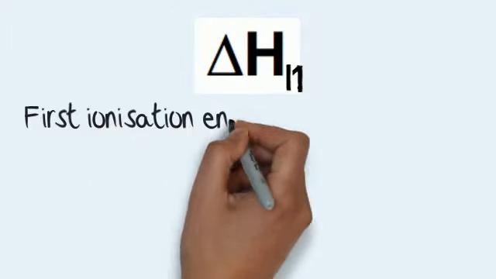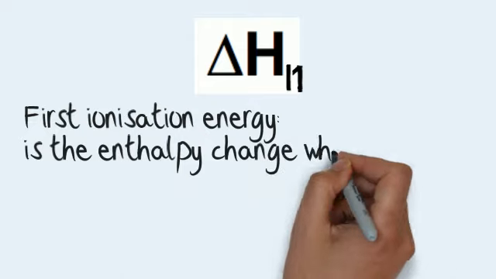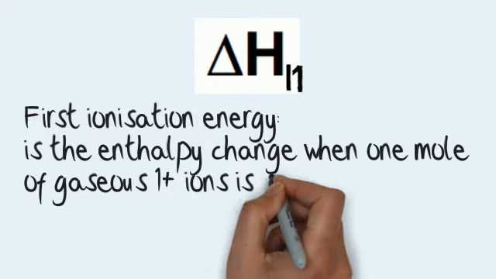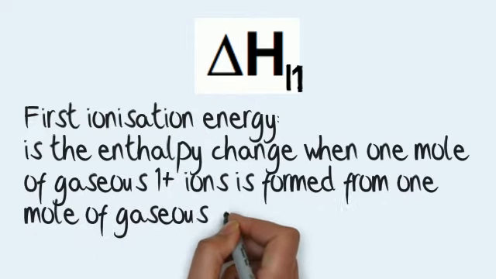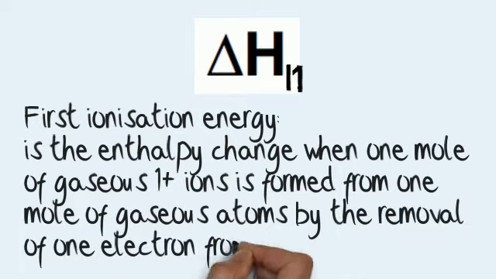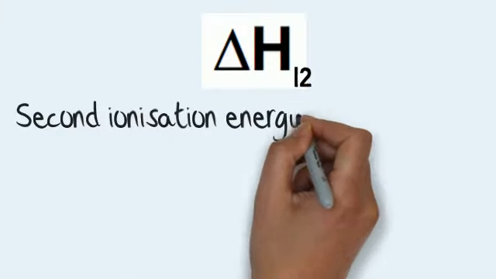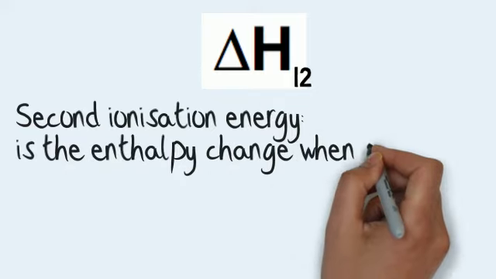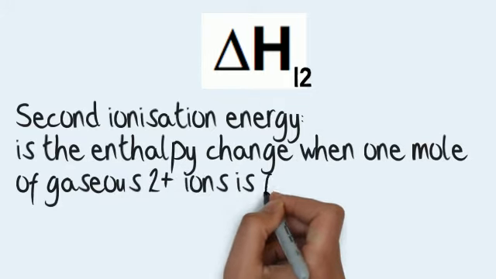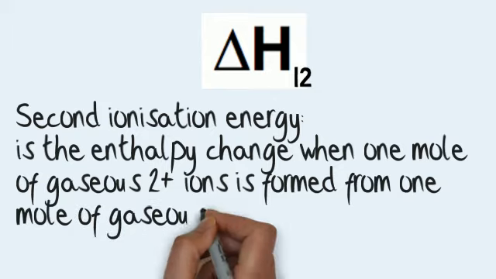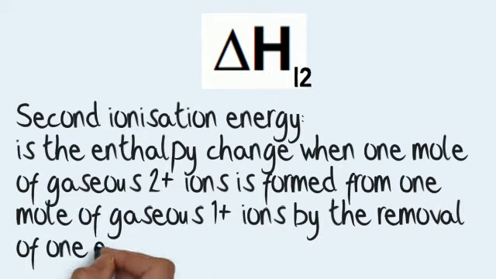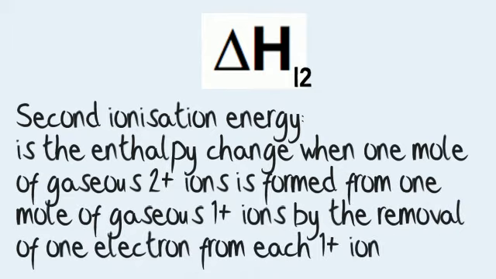The first ionization energy is the enthalpy change when 1 mole of gaseous 1+ ions is formed from 1 mole of gaseous atoms by the removal of 1 electron from each atom. The second ionization energy is the enthalpy change when 1 mole of gaseous 2+ ions is formed from 1 mole of gaseous 1+ ions by the removal of 1 electron from each 1+ ion.